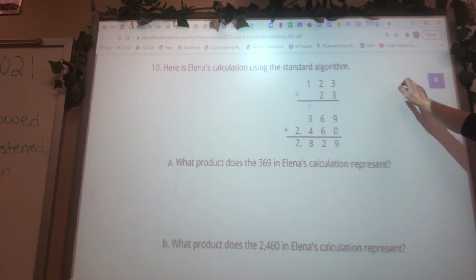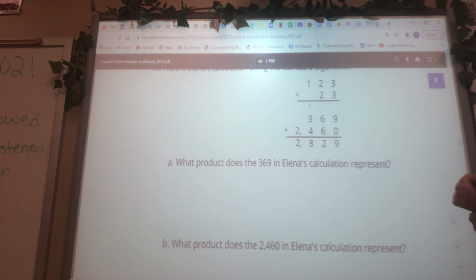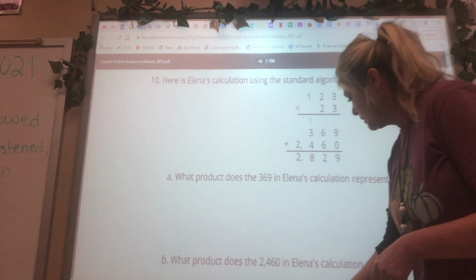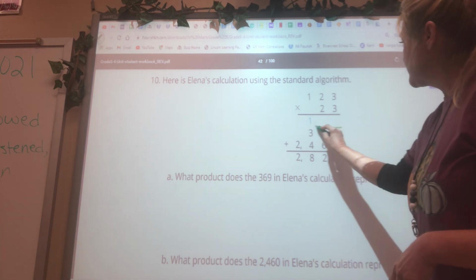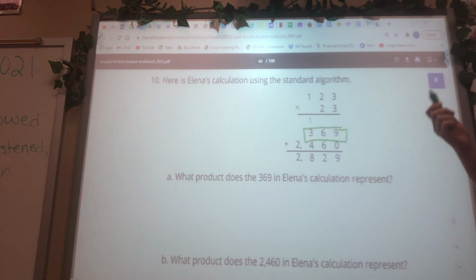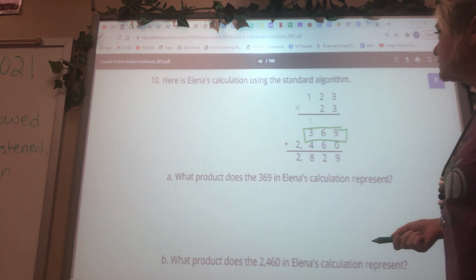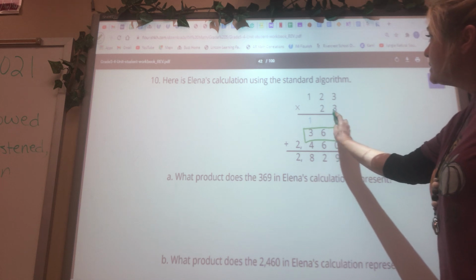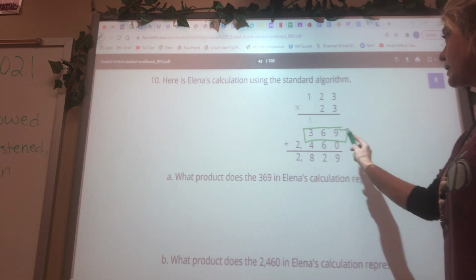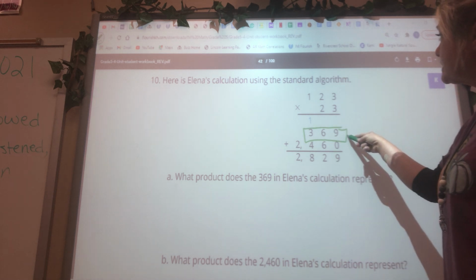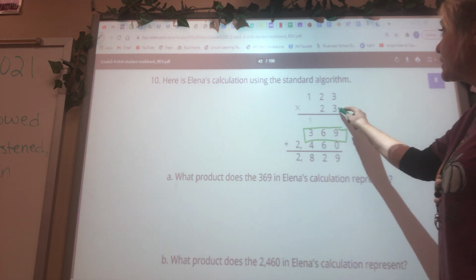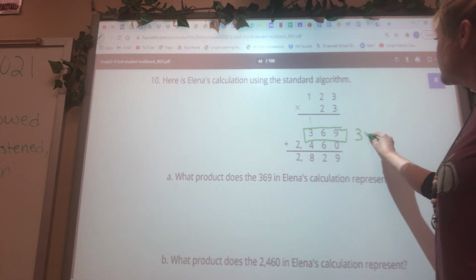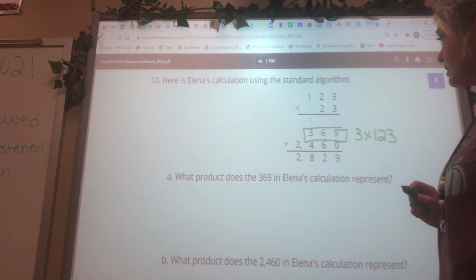Okay, number 10. Here is Elena's calculation using the standard algorithm. What product does the 369 in Elena's calculation represent? Well, I'll go and I'll find the 369. Well, we know that when using standard algorithm, the reason I have 2 rows is because I'm multiplying my top number times 2 numbers. So 2 numbers on bottom, 2 rows. So the 369 represents when I multiplied 3 times 123 on top.